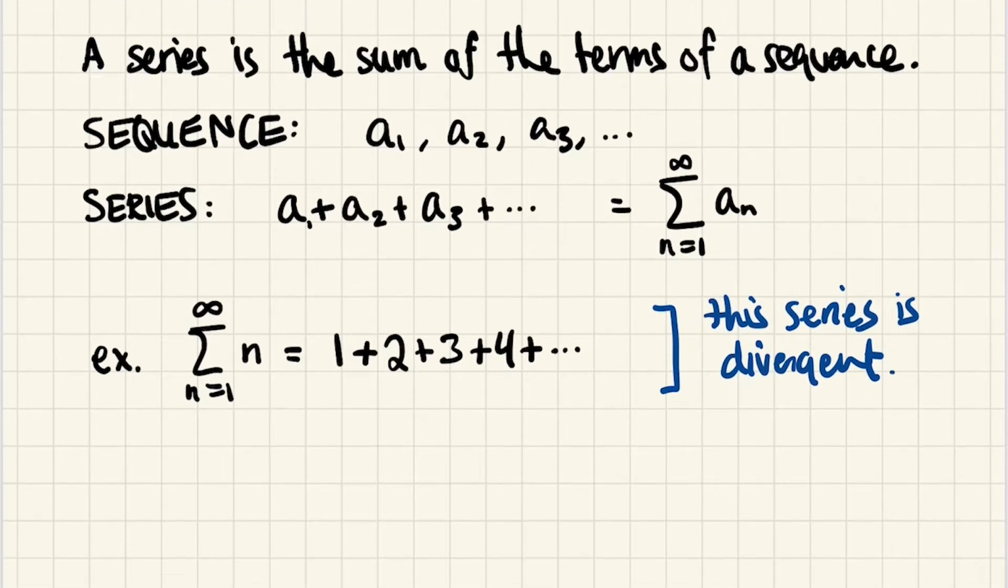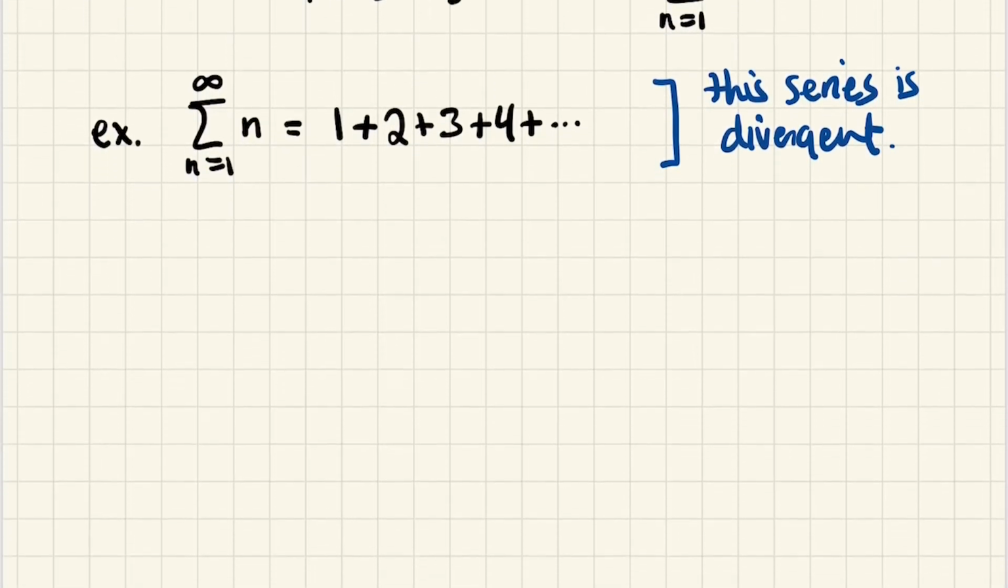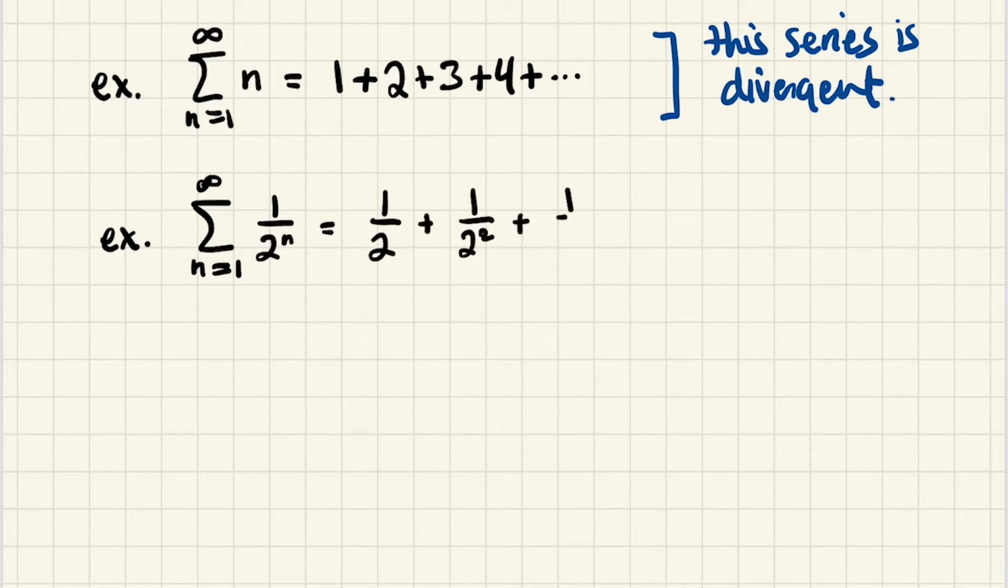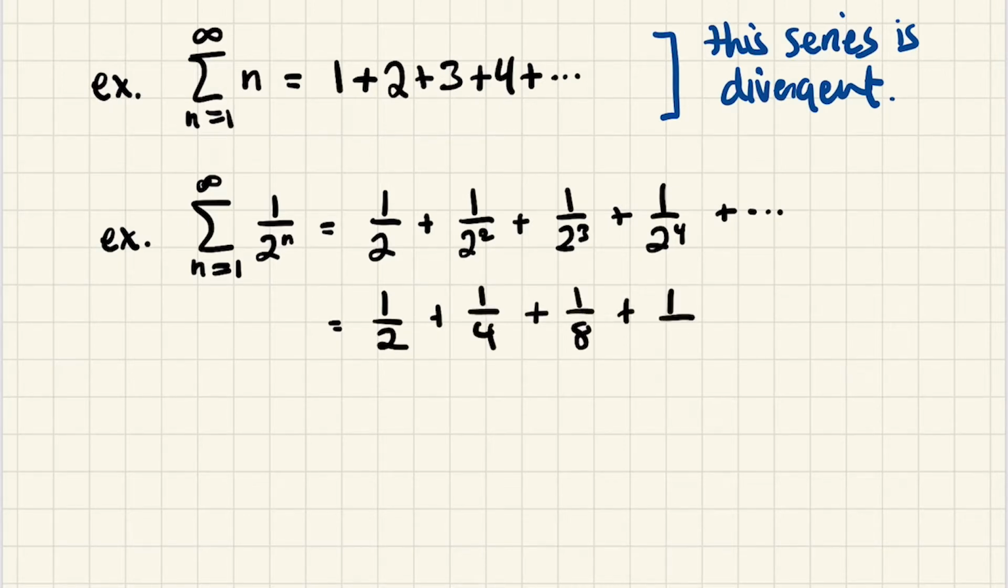What we're more interested in are convergent series. So something like this, for instance. When n is equal to 1, we get 1/2, then 1 over 2 squared, 1 over 2 cubed, 1 over 2 to the 4th, and these terms are like 1/2 plus 1/4 plus 1/8 plus 1/16, and the sum of this series is actually 1, right?